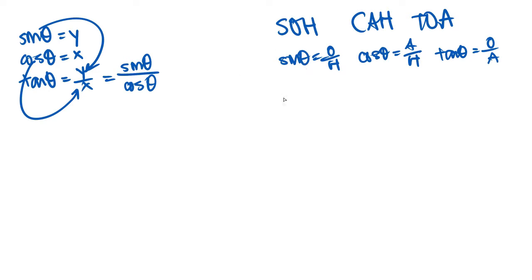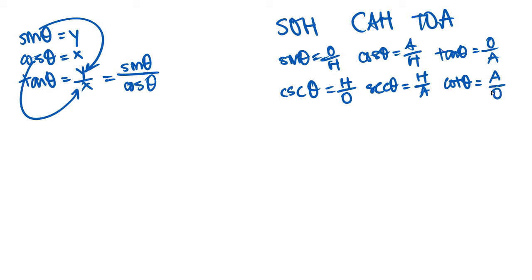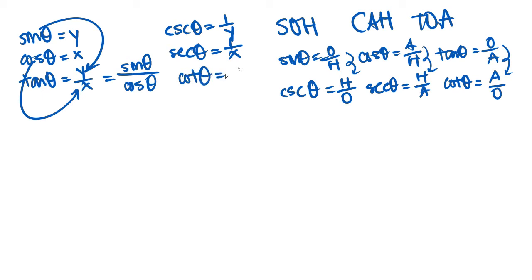So for sine theta, the reciprocal is cosecant theta, and that would just be hypotenuse over opposite. The reciprocal of cosine theta is secant theta, and you just flip it again. And the reciprocal of tangent theta is cotangent theta, and again, you just flip it. So as you can see, you just put the numerator into the denominator's place, and the denominator into the numerator's place. Okay, so you can rewrite that too: cosecant theta is 1 over y, secant theta is 1 over x, and cotangent theta is just x over y.